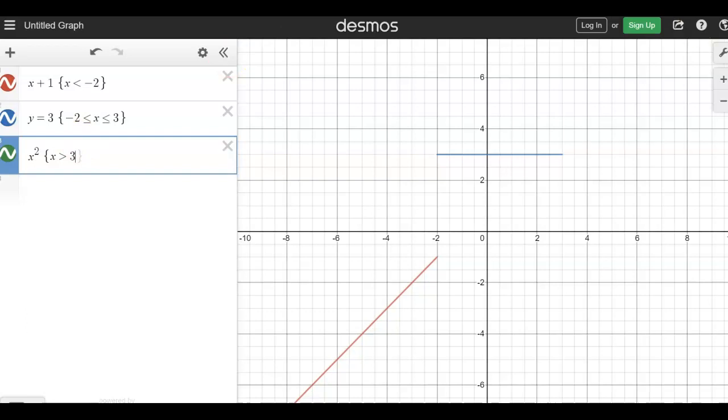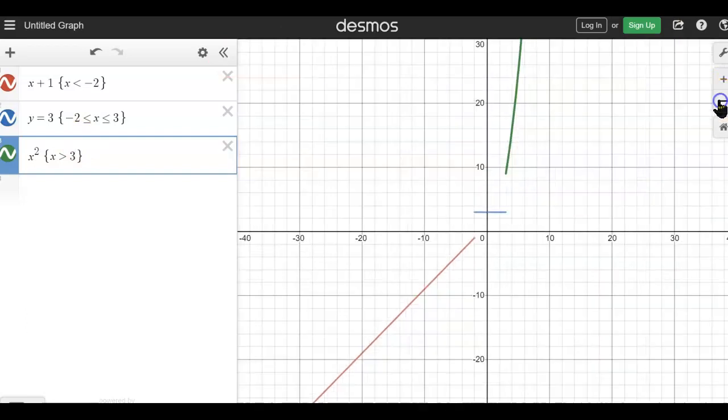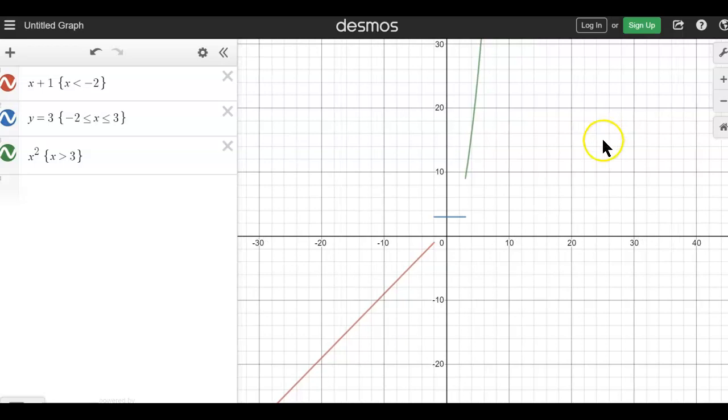All right, let me zoom out a little bit here. And then we can see we have 3 portions of the graph. They don't intersect one another. The only thing with Desmos is it's not going to show you the open circles and the closed circles, right? But we know that anywhere that there's a strict inequality, we have an open circle, and anywhere that there's a less than or equal to, then there is a closed circle.